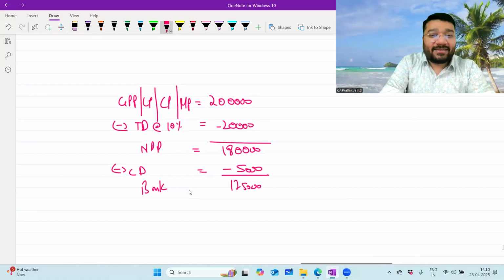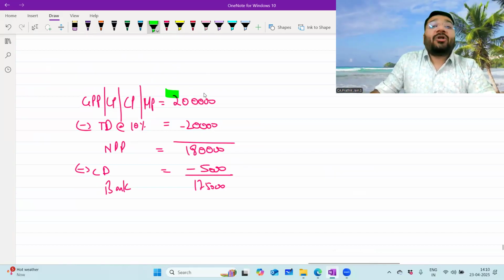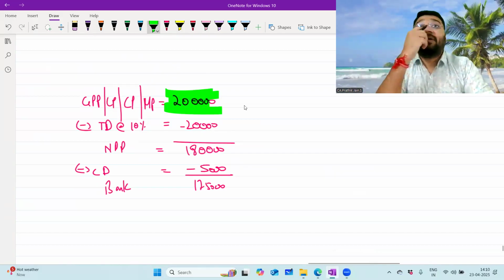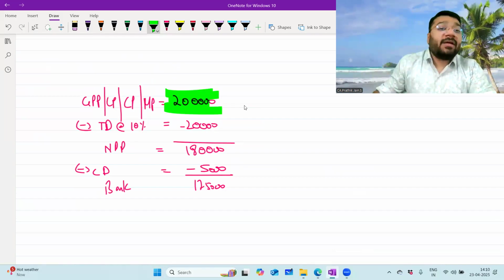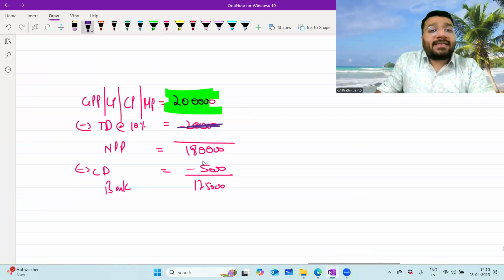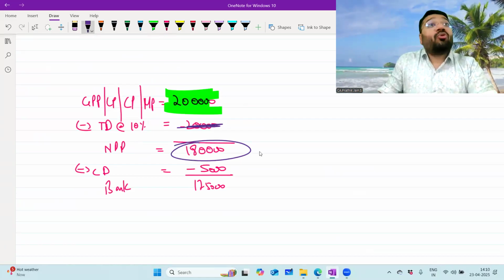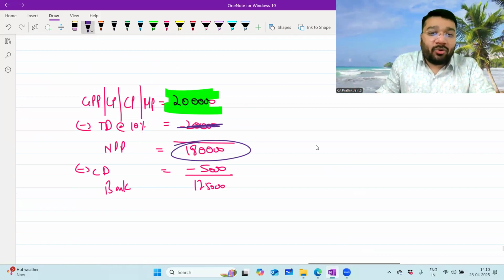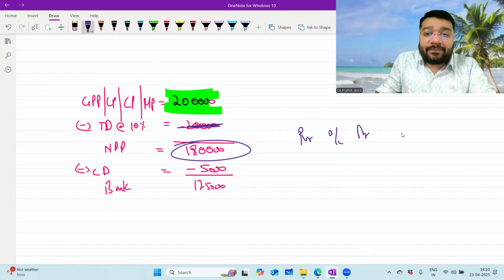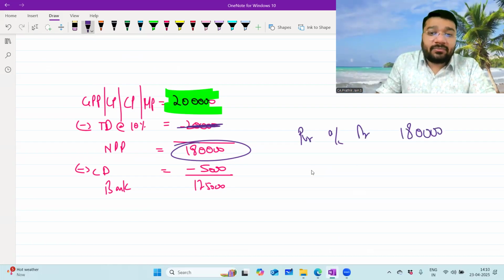Now entry please. Purchase account debit 2 lakhs, sir. Can I record the purchase at gross price? Never at gross price, always at net price. If trade discount is not there, net price is same 2 lakh. So when I record 2 lakh, that is not gross purchase, still it is net only. So what is the amount? 1,80,000. So purchase account debit 1,80,000.